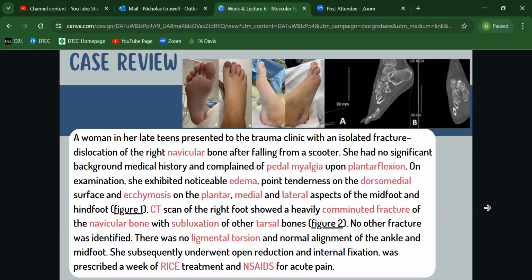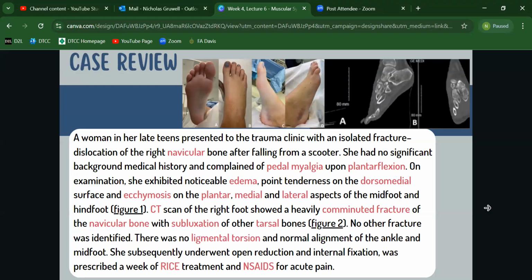I said no other fractures identified, no ligamental torsion. Remember, ligaments connect bone to bone. Tendons connect bone to muscle. Ligaments connect bone to bone. And torsion is our word for twisting force. The ankle and midfoot were aligned okay.